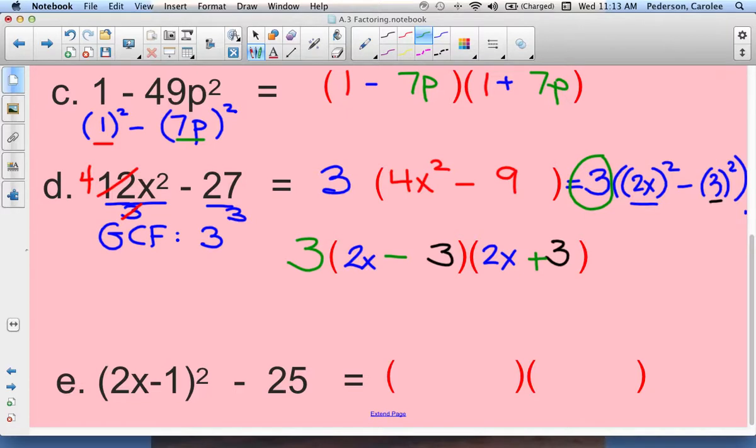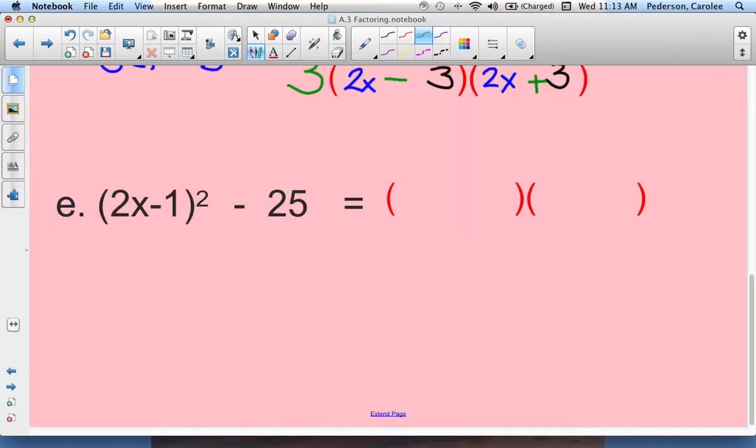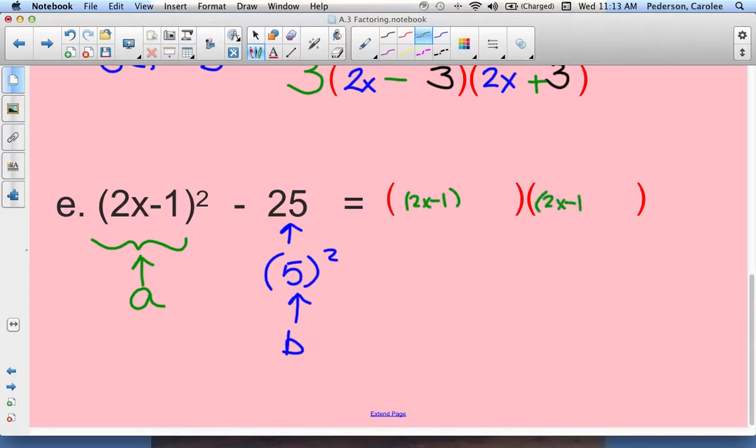Our last example of difference of two squareds, I have 2x squared minus 25. This already is a perfect, so that's going to be your a. But I can rewrite this 25 as 5 squared. This will be your b. So you would have 2x minus 1, 2x minus 1, and then minus 5 and plus 5.